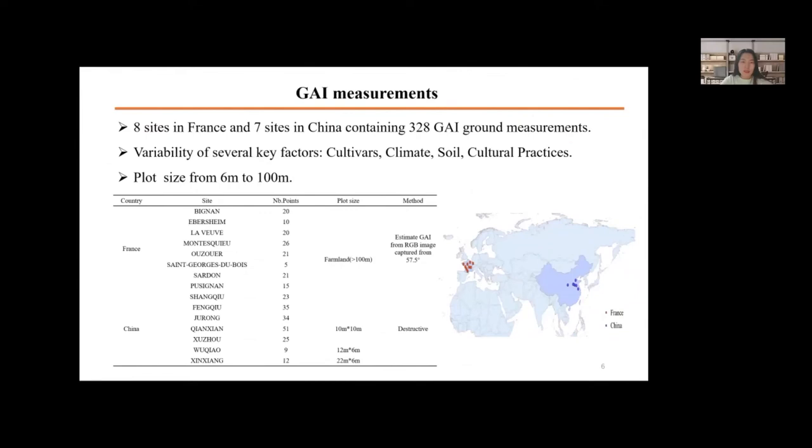There is a large data set of GAI measurements, with 8 sites in France and 7 sites in China, containing 328 GAI ground measurements. All of our GAI measurements consider the variability of several key factors: cultivars, climate, soil, and cultural practice. The plot sizes are from 6 to 100 square meters. In France, the GAI is estimated from RGB images captured from 57. And in China, all of the GAI measurements are destructive.